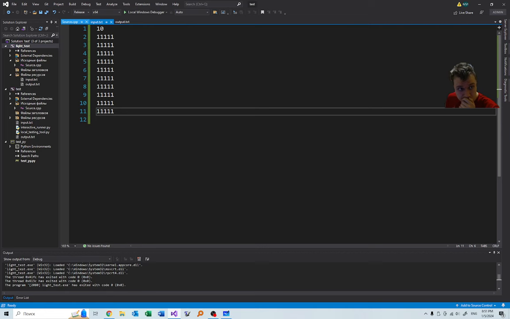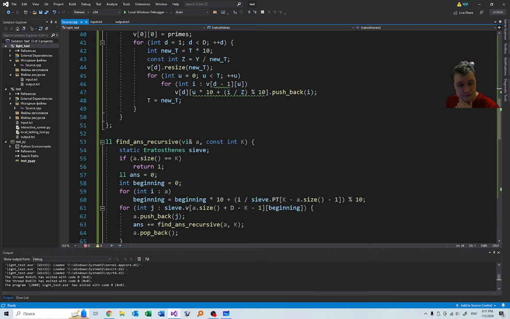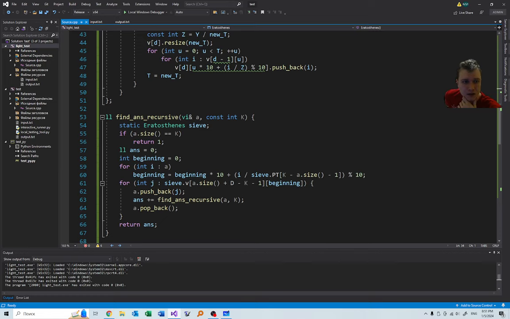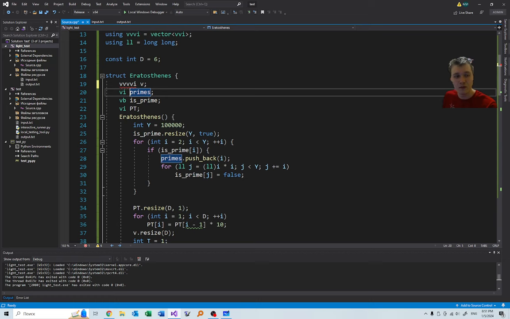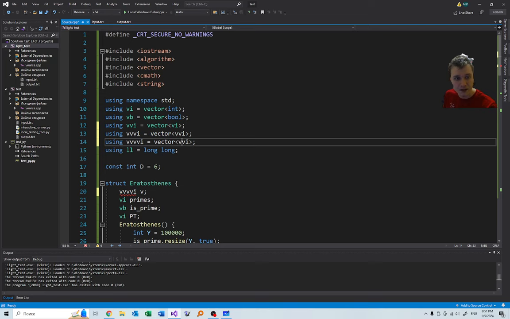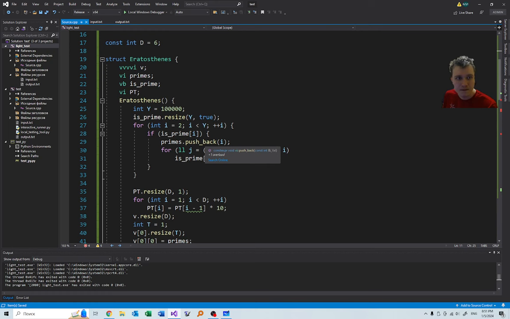How can I speed it up? Okay, maybe I need to add one more dimension, which is the last digit. Let's add the one more dimension, which is the last digit. I don't know what else I can do. So let's assume that we know the last digit.